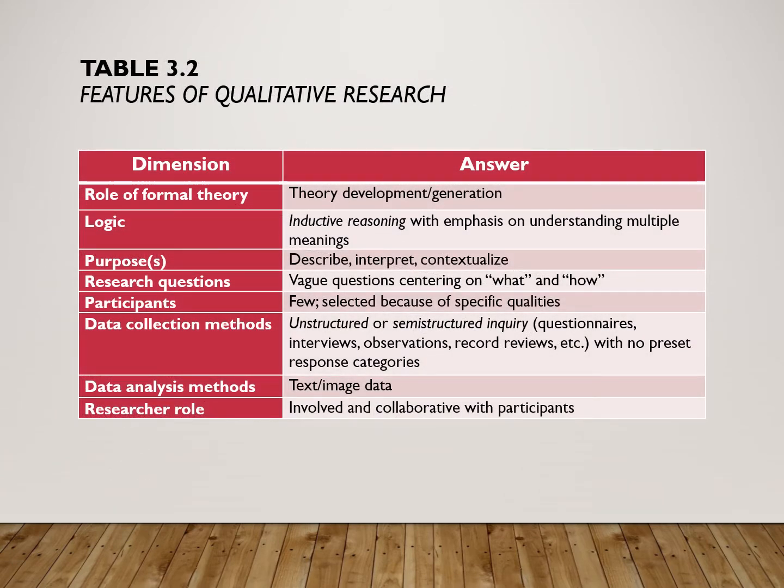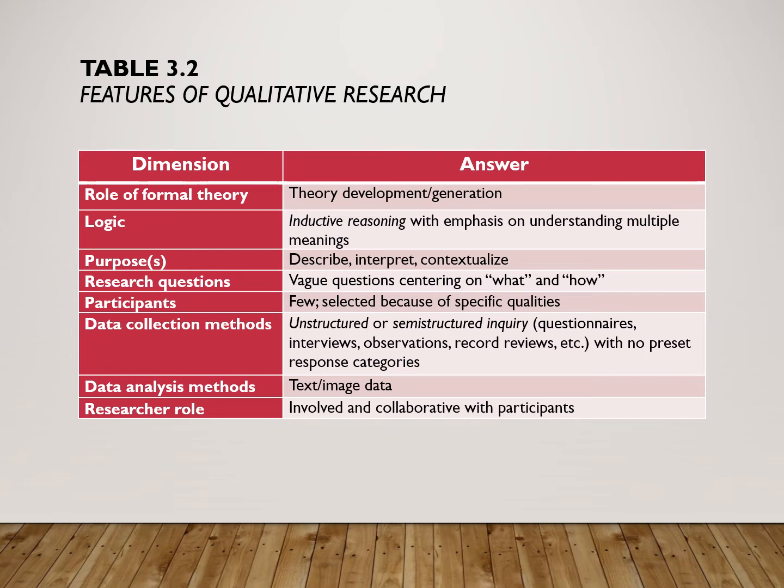Next, let's look at qualitative research. We've got the same image here where we look at the dimensions and how it relates to qualitative research. In qualitative research, formal theory is what we generate and develop. So we don't look at theory that's already there and test it. We develop our own. In qualitative research, we also use inductive reasoning. So we look at understanding multiple meanings. Our purposes are to describe, interpret, and contextualize. So we're looking at really the depth of information instead of the breadth of information.